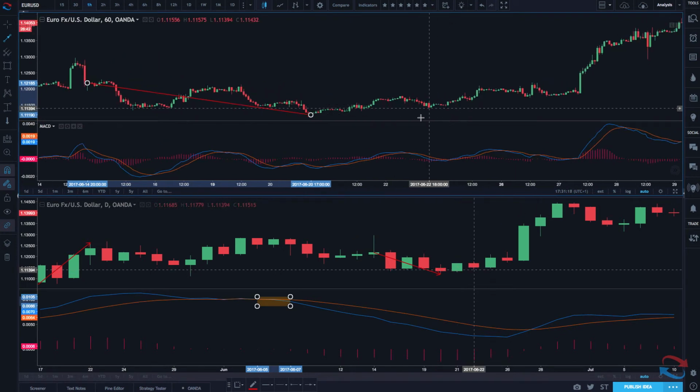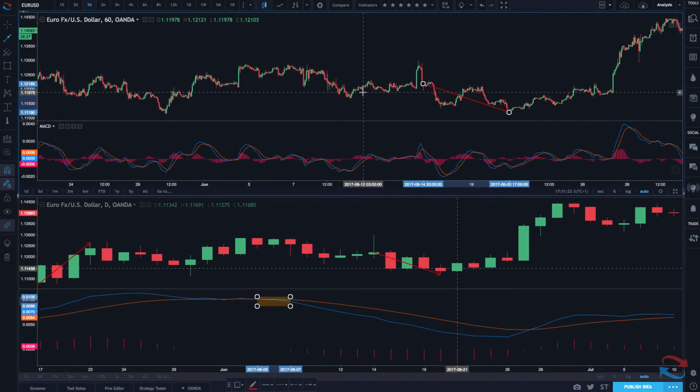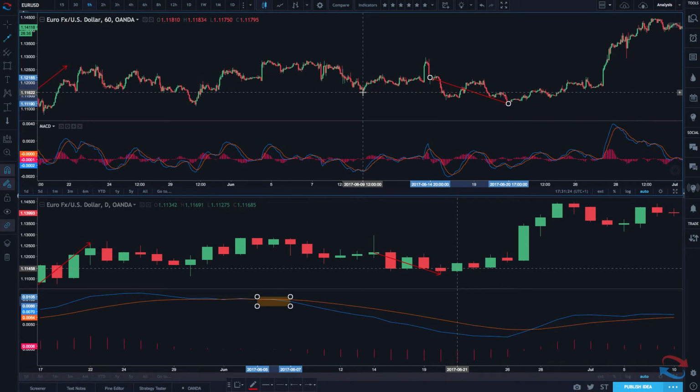And again, it's just about looking at the higher time frame charts and getting your overall bias from the higher time frame charts, and then looking down at the lower time frame charts for entries.